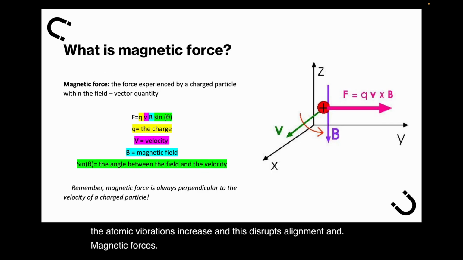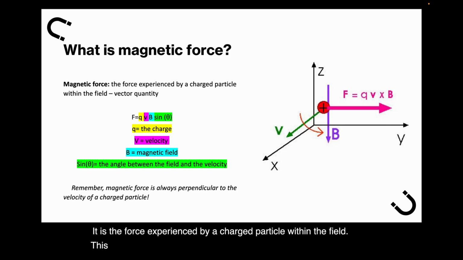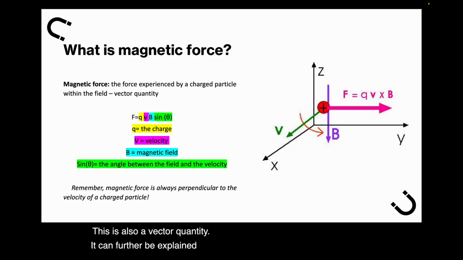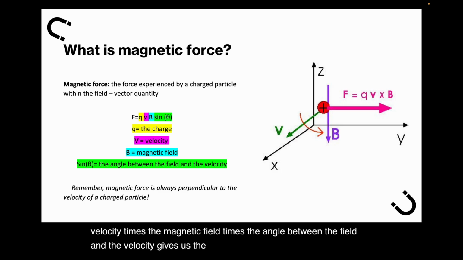So what is a magnetic force? It is the force experienced by a charged particle within the field. This is also a vector quantity. It can further be explained by its equation, where the charge times the velocity times the magnetic field times the angle between the field and the velocity gives us the magnetic force.